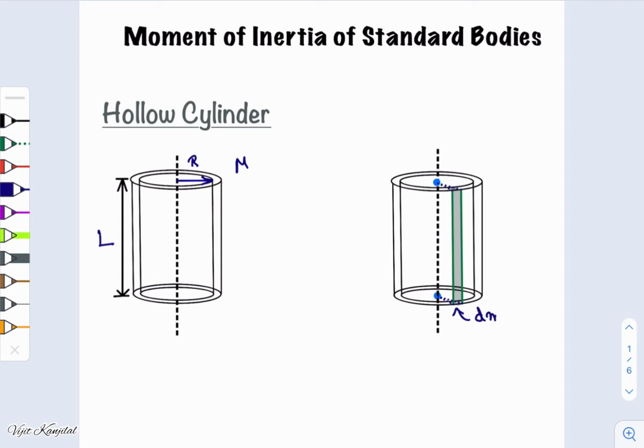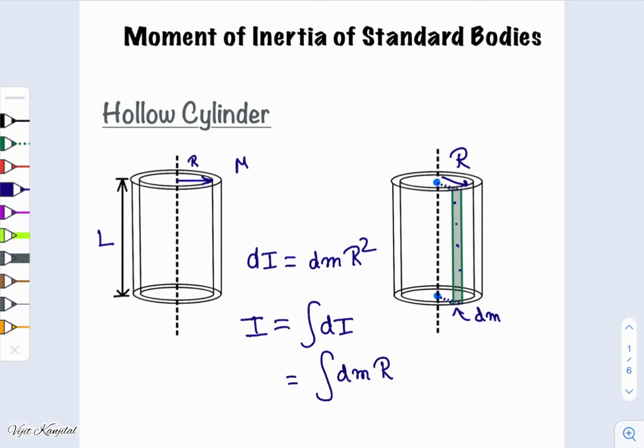We can clearly see that each and every point in the strip is located at the radial distance from the center. That is, each and every point in the strip is located at a distance r from the axis of rotation. So the moment of inertia of this elemental strip can be written as dm times r square. So the net moment of inertia of this hollow cylinder can be written as integral of dI, that is integral of dm times r square.